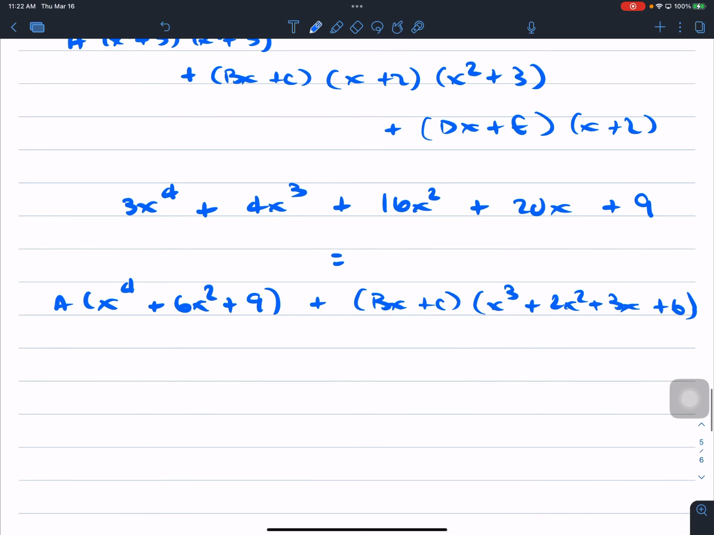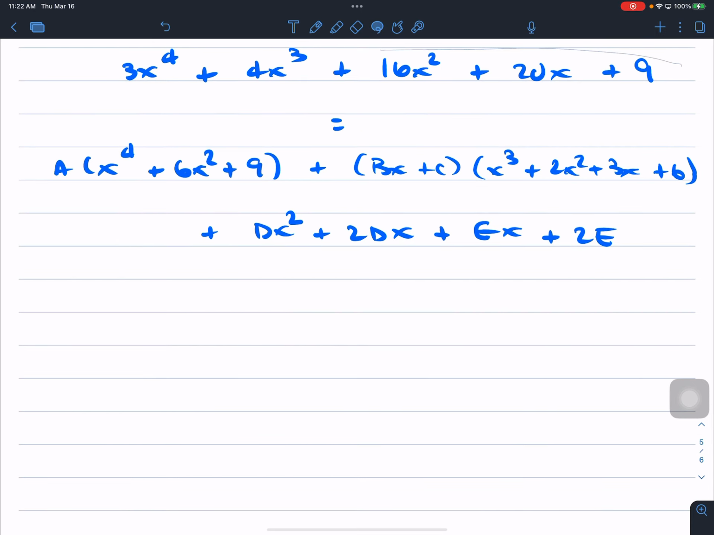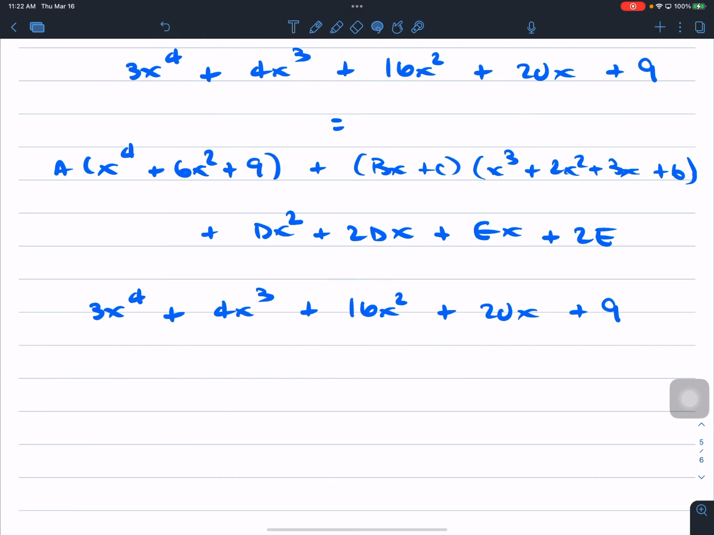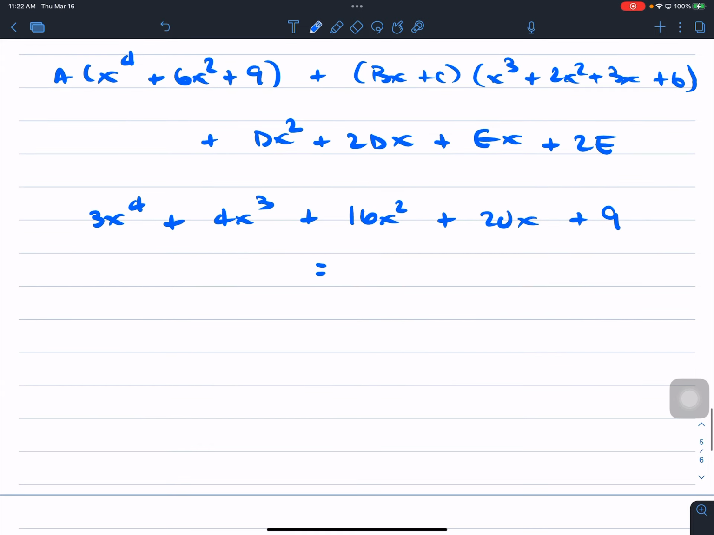Okay. And then you say, what's this going to be? Well, that'll be dx squared first term, outer term, plus 2dx. Inner term, ex, last term, 2e. Okay. So I'm going to keep copying this. I'm going to say this equals. Okay, so that numerator there, we're going to say, what is this going to be now?